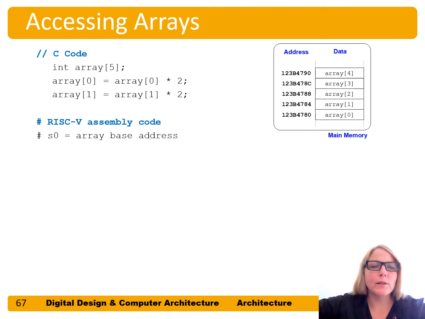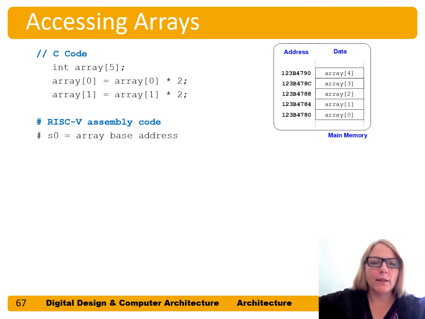So here's an example where we still have our 5-element array here, and we want to multiply array element 0 by 2 and put it back in that array element. And array element 1, we want to multiply that by 2 as well and put it back in that element. And so we're going to load the base address into register S0, and then we're going to access these values.